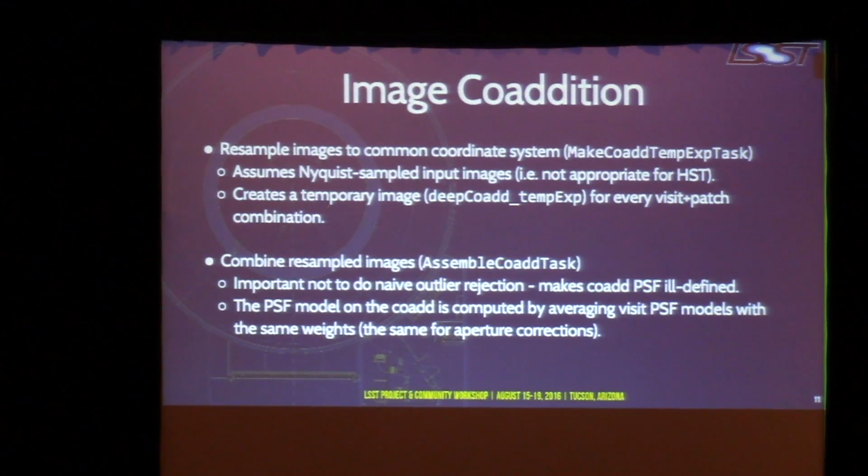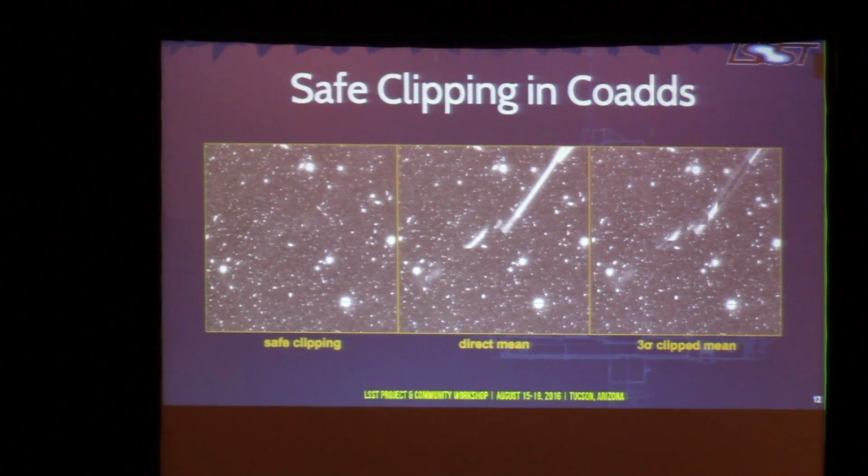Nevertheless, you'd like to get rid of the garbage that's in your individual frames: the cosmic rays you may have missed, asteroids, satellite trails, ghosts, etc. The approach we've taken to this is what we're calling safe clipping. It works like this: we create a coadd in which we don't do any clipping. That's this one in the middle here.